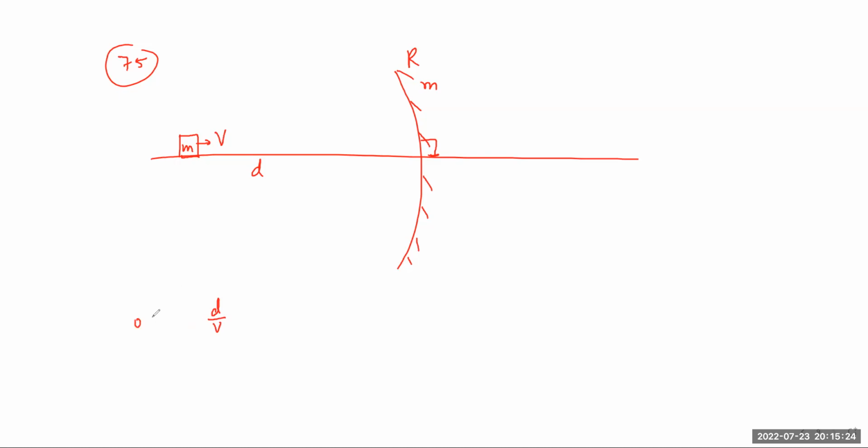When t is between 0 and d by v, you are approaching the mirror. Yes or no? Yes, sir. So at any instant of time t, you must have traveled vt. What is the distance left? D minus vt. So what they're asking is to find the velocity of the image. Your position is known to us. So what is the formula for the velocity of image?